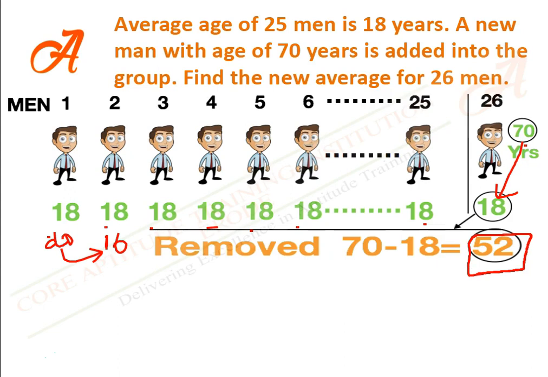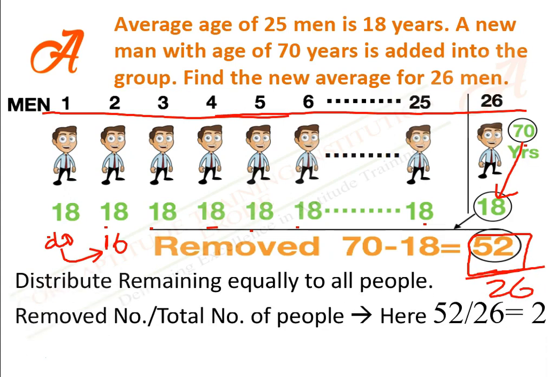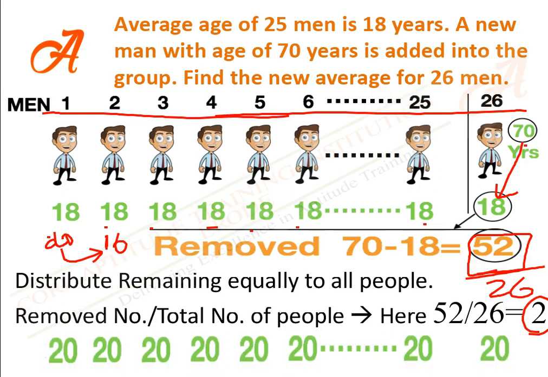Now what can I do with the 52? Can I leave it alone? No, you cannot do that. So 52 should be distributed equally among all these 26 people, correct? Because you have 26 members now. So 52 divided by 26, what is the value? It will be 2, correct? So now add this 2 to all the people. So this will become 20, correct? So what is the new average? 20.